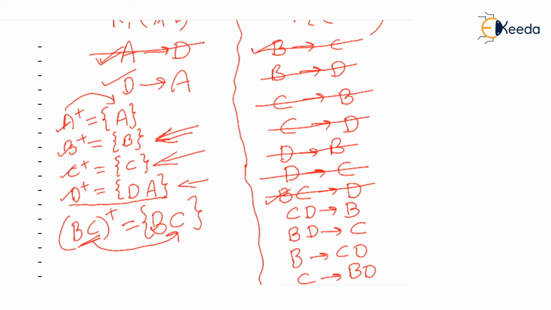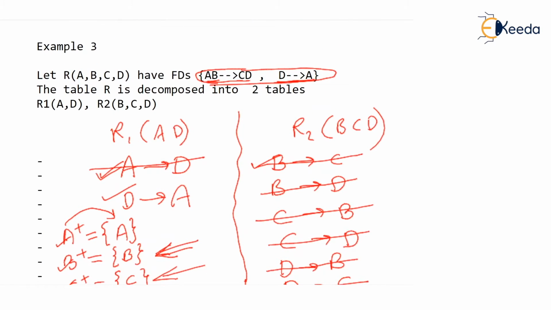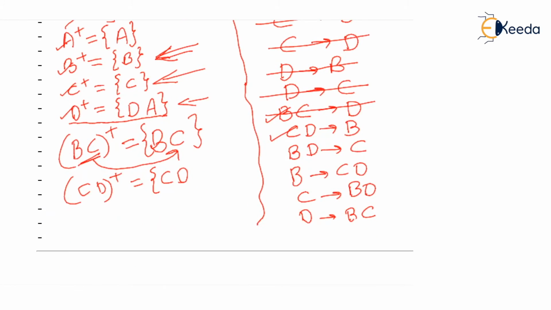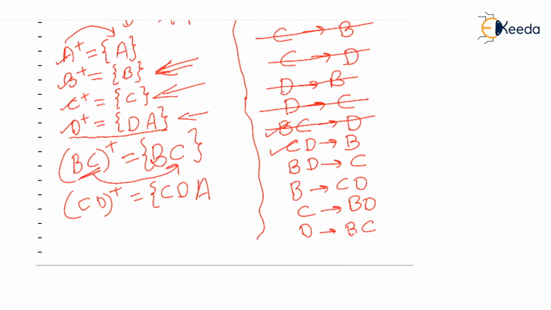This is ruled out. Now, how will you check whether CD determines B? You have to find CD closure using our original FD set. CD closure will contain CD, and using our dependencies, D determines A. So CD closure is going to contain A, and check on your own, there will be no more things added at all. So CD closure contains CDA, but that means CD closure does not contain B. That means CD determines B is not satisfied.